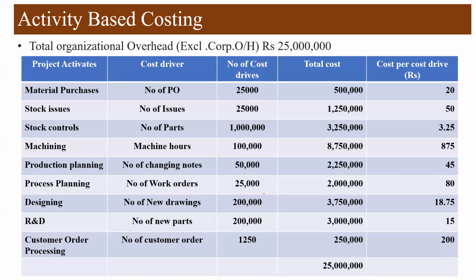Now go through this table. Cost per cost driver. Number of POs, purchase orders, cost is 20 per purchase order, right? So you spend on that. Likewise, you can see which is the most expensive activity. Customer order processing, 200. Likewise, different numbers, 850, they are machine hours.